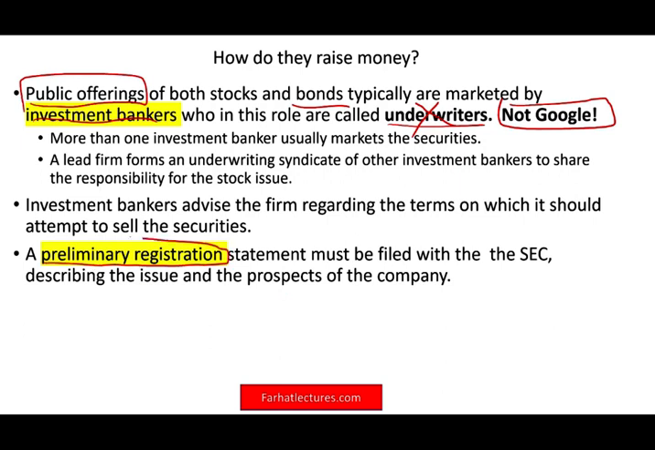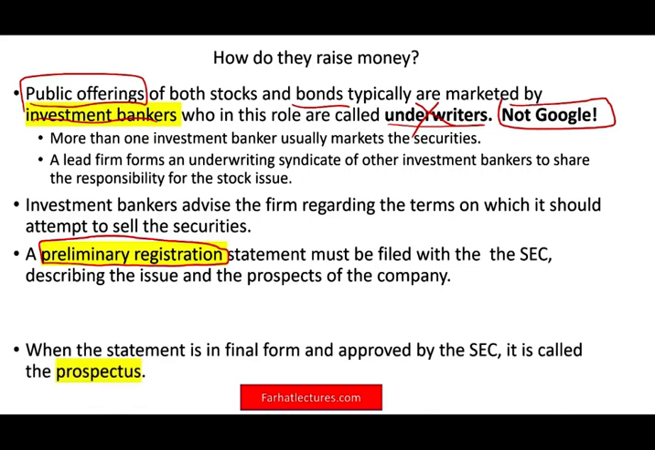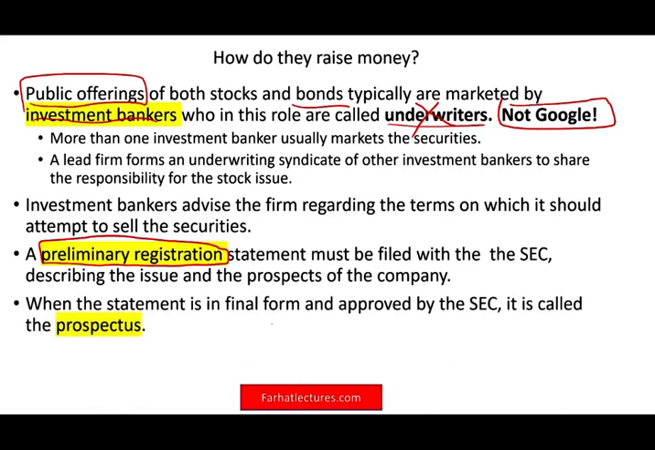A preliminary registration is when the company tells the SEC about themselves. They'll give them audited financial statements. What's their business plan? What are they planning to do with the money? What's their business goal? And so on and so forth. Now, when the statement is final and approved by the SEC in its final form, it's called the prospectus.